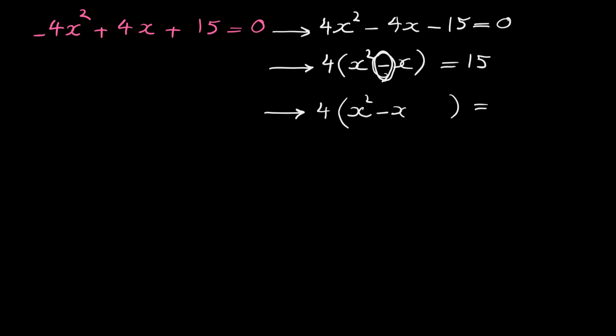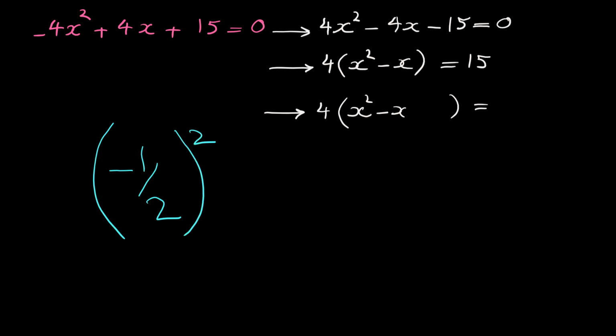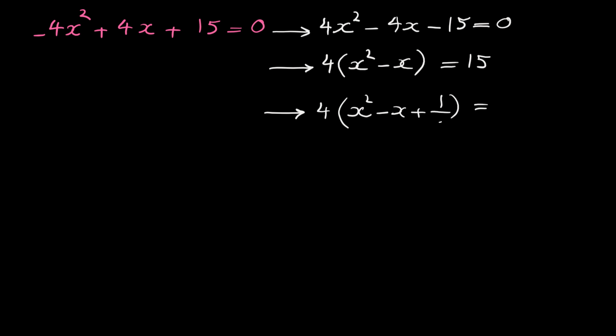Half of this number and square that. Half of negative 1, the coefficient of negative x here is negative 1. Half of negative 1 is negative 1 half. So negative 1 half. Square that number. It would be 1/4. So we have to add 1/4 to the left. And of course, we have to add not 1/4 to the other side.